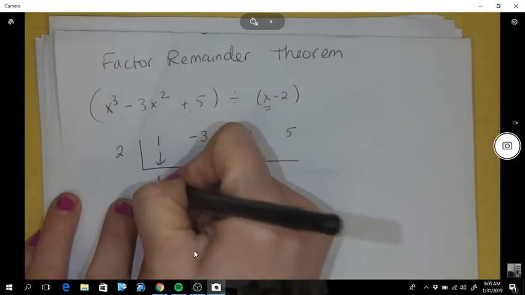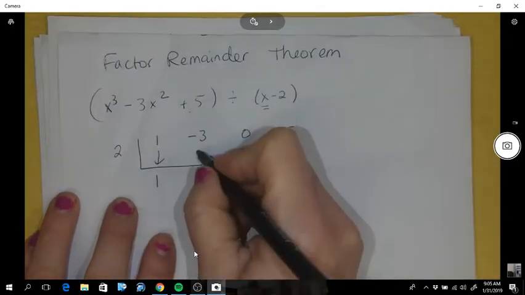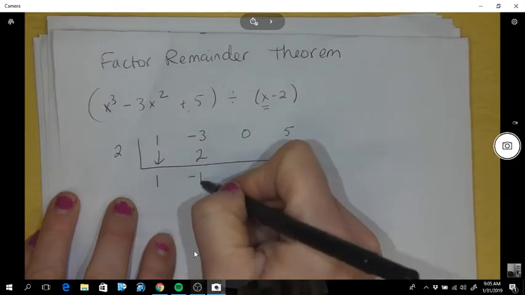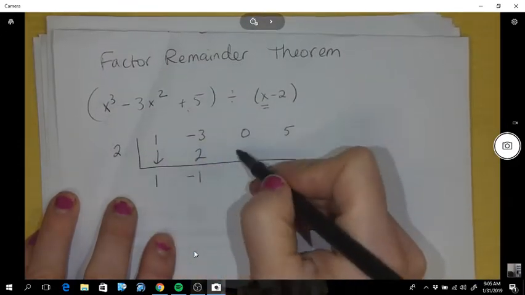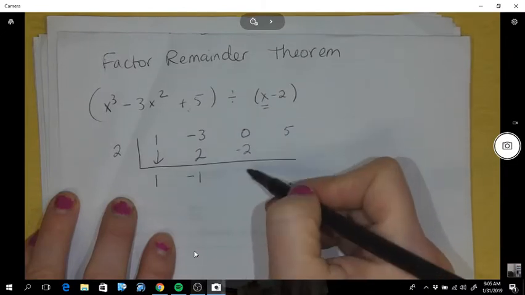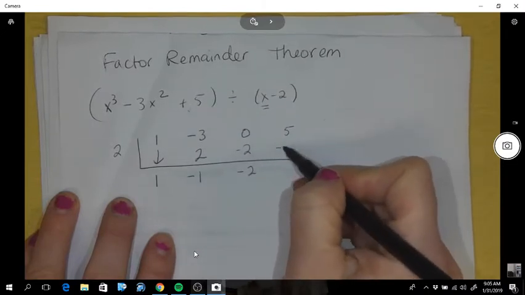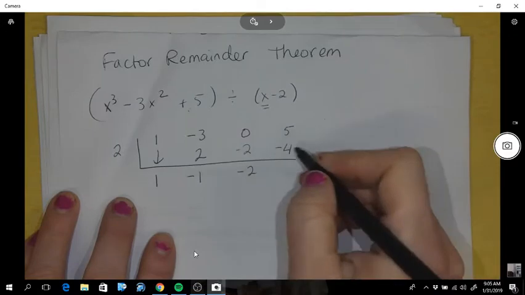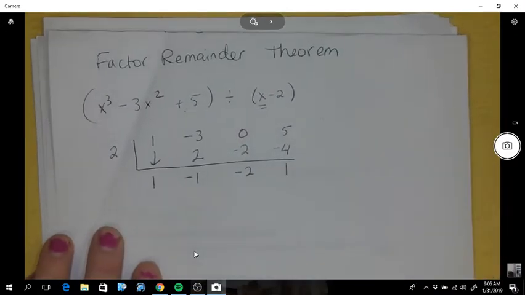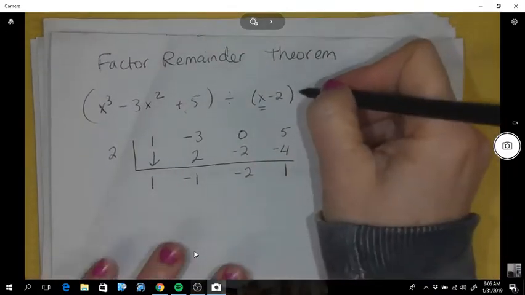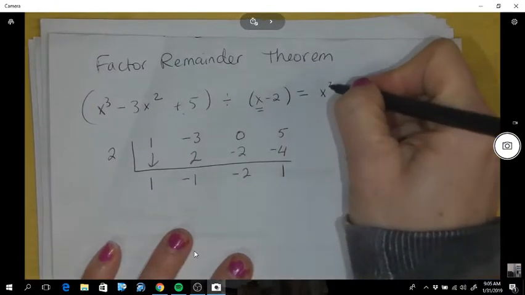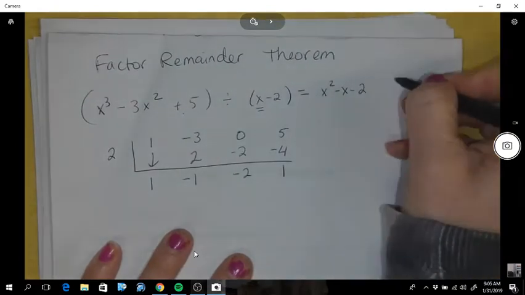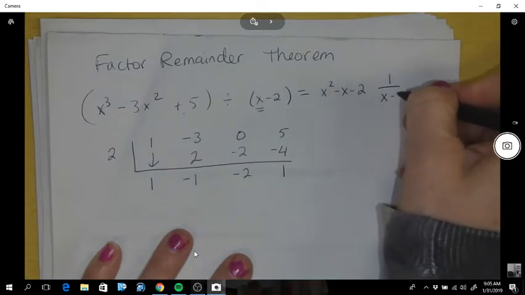We bring this down. That's a 1, so this becomes a 2. Add, so that's negative 1, and then that's negative 2. We add negative 2, so that's negative 4. We add and we get 1. Okay, so in this division question, it would equal x squared minus x minus 2 with a remainder of 1 over x minus 2.